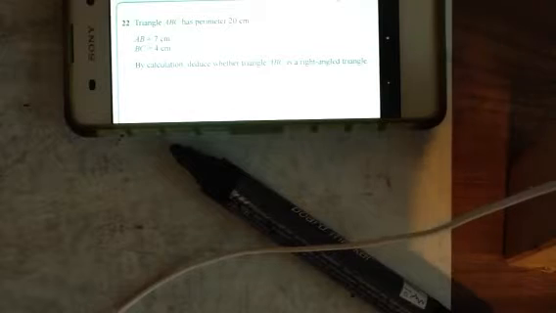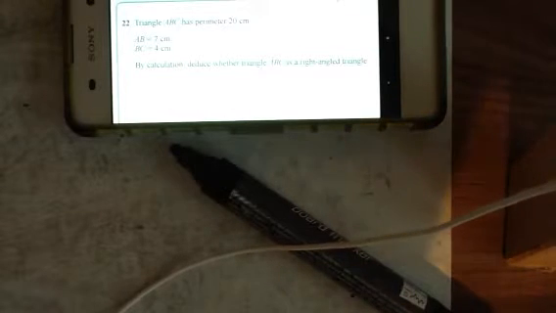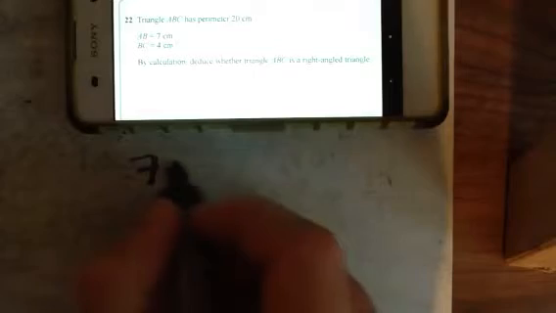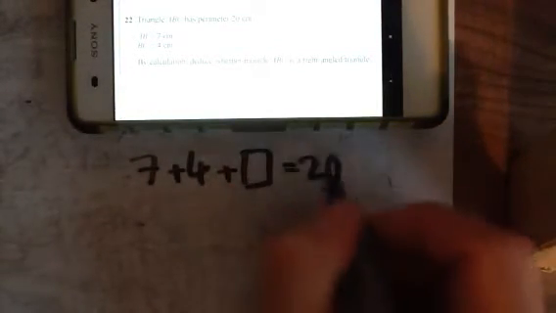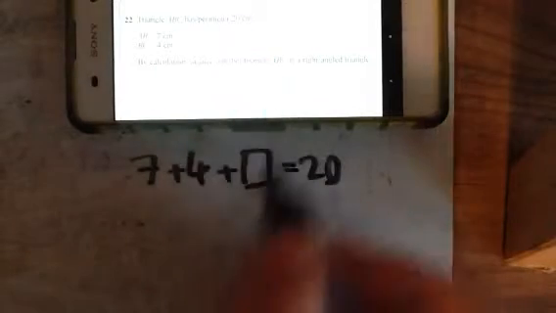Right. Triangle ABC has a perimeter of 20 centimetres. AB equals 7 centimetres, BC equals 4. By calculation, deduce whether triangle ABC is right angled. So first of all, we need to work out the other side. So 7 plus 4 plus another number has to equal 20, because your perimeter is when you add up all the sides.